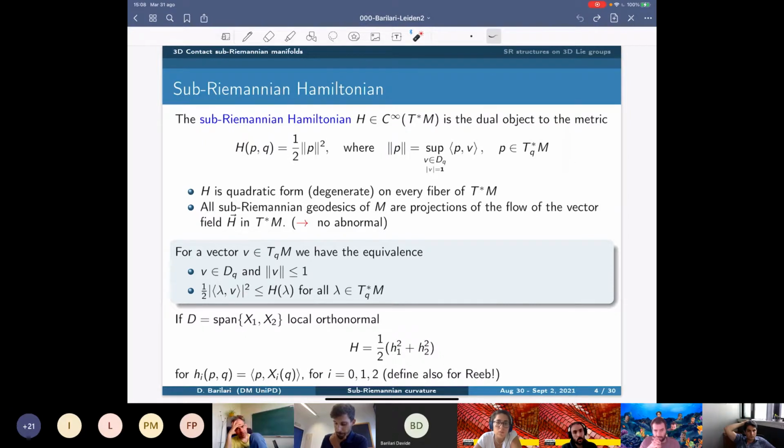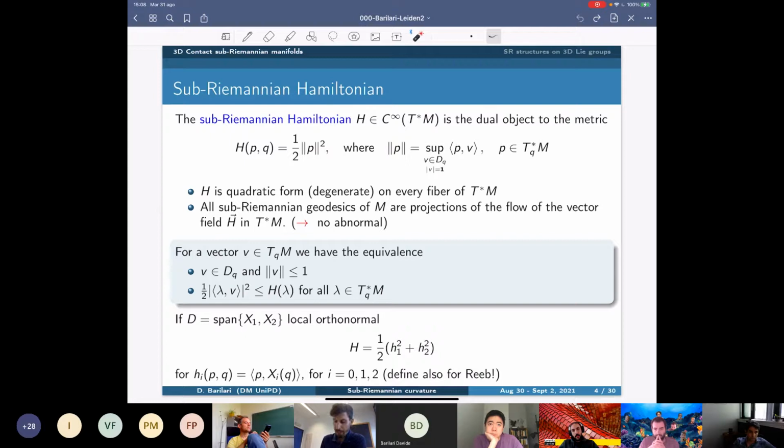And this H is a quadratic form when you restrict to a fiber of the cotangent space, and it is degenerate in general when you look at a true Sub-Riemannian example. Because sometimes the Riemannian case can be included if you use some particular definition in this Sub-Riemannian one. And we have seen yesterday that Sub-Riemannian length minimizers or geodesics, depending on the terminology we use, arise as a projection of the Hamiltonian flow associated to H. Okay, no abnormals in the sense we have assigned yesterday.